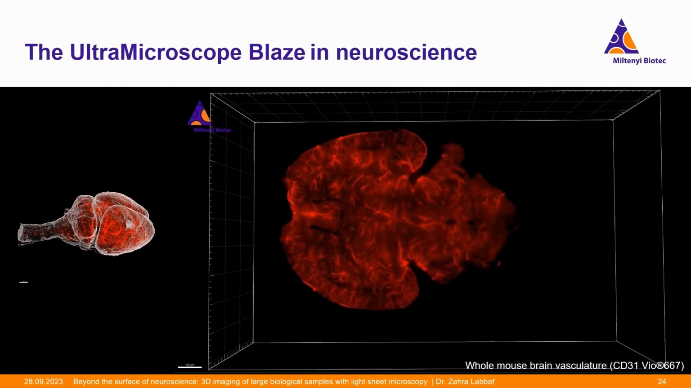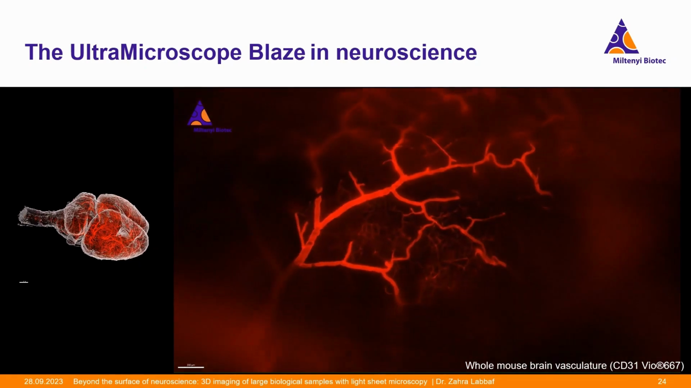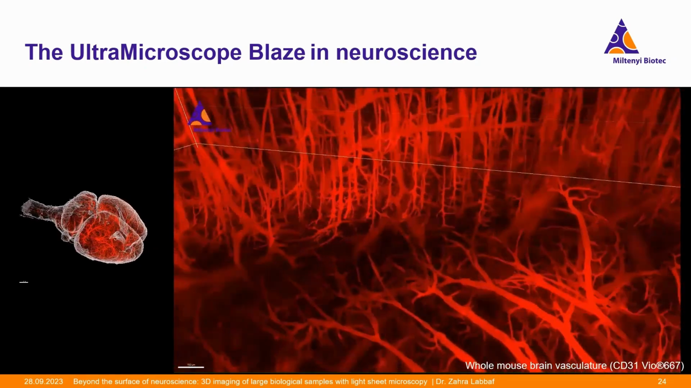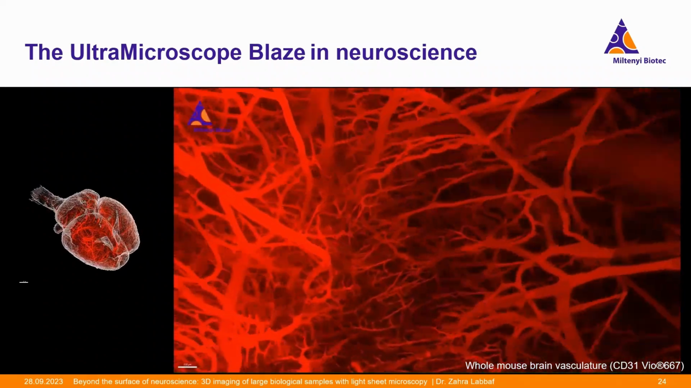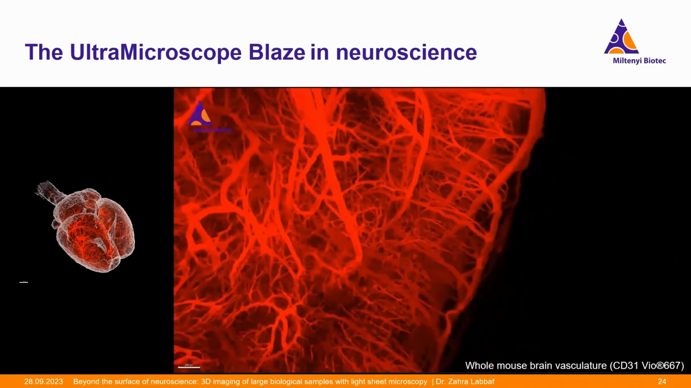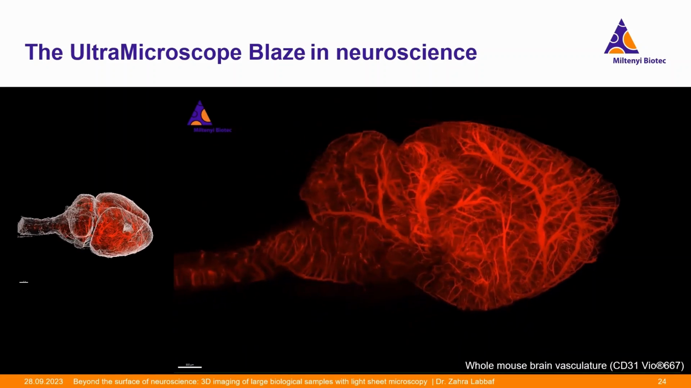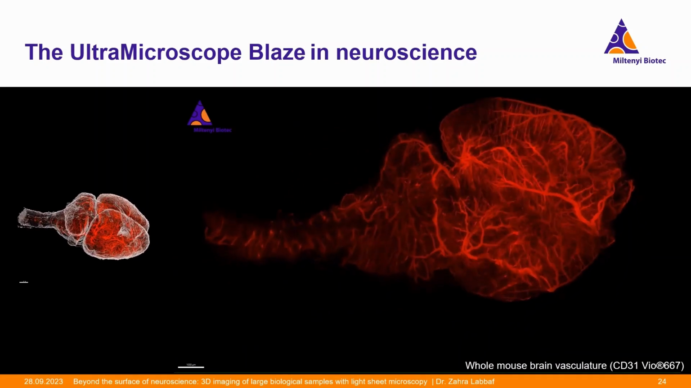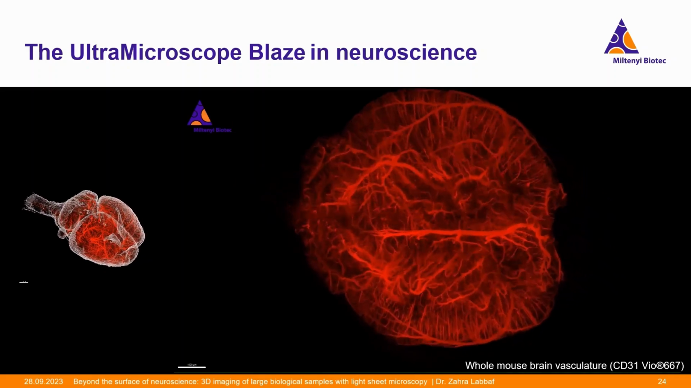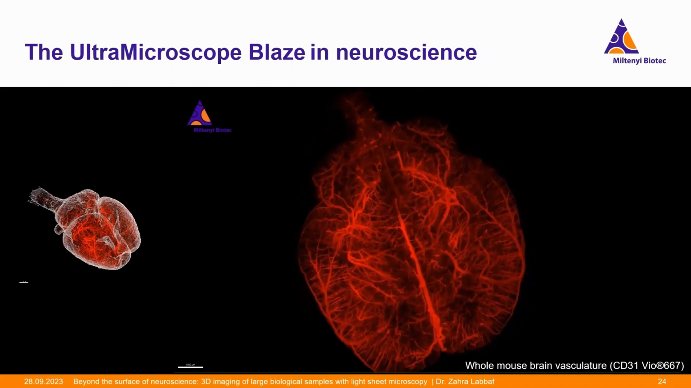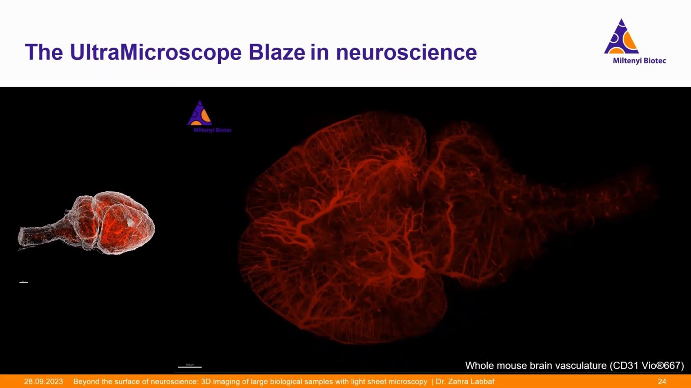As you learned so far, light sheet imaging is a powerful imaging technique, and it can have various applications in neuroscience research. Here we have the entire vasculature of a mouse brain. The labeling is an antibody against CD31. The unique capabilities of the UltraMicroscope Blaze and light sheet imaging make it a valuable asset in advancing our understanding of the brain and its complex functions. Therefore, this method is well suited for studying neural structures and disease models, such as neurodegenerative diseases and brain tumors, and to gain insight into their mechanisms and potential treatments.